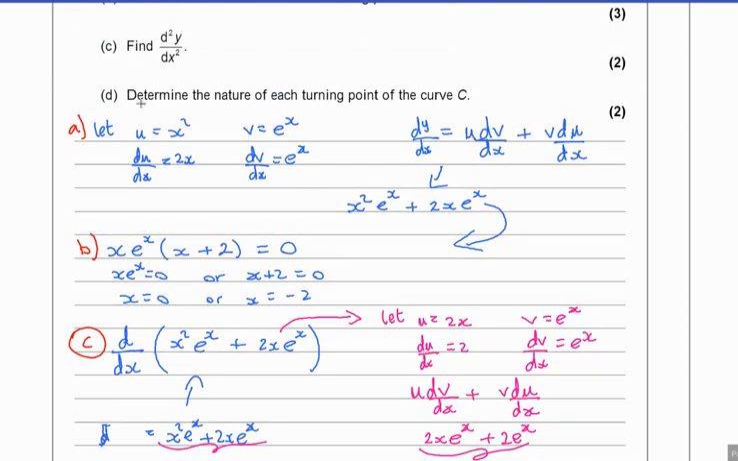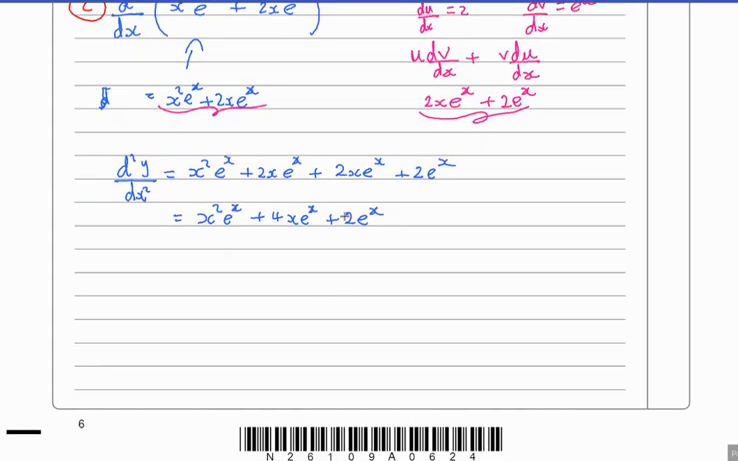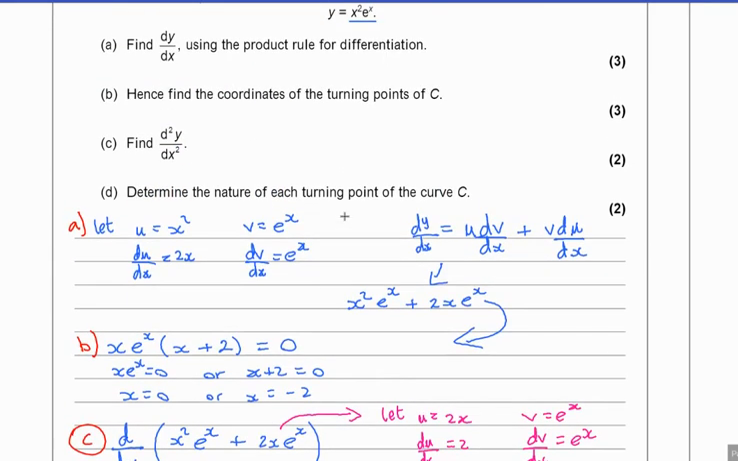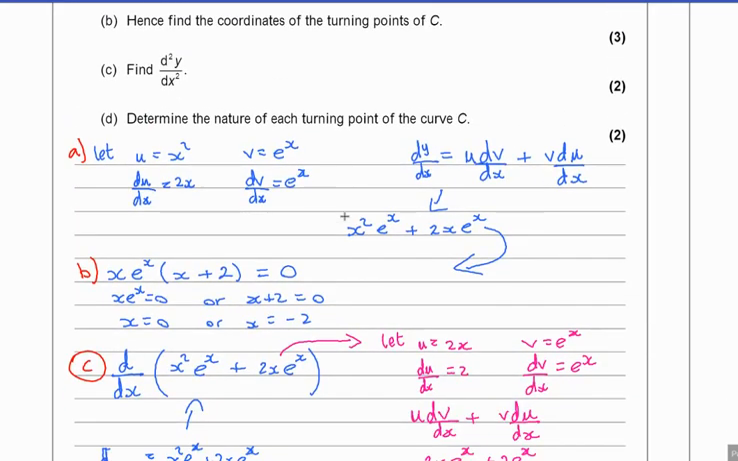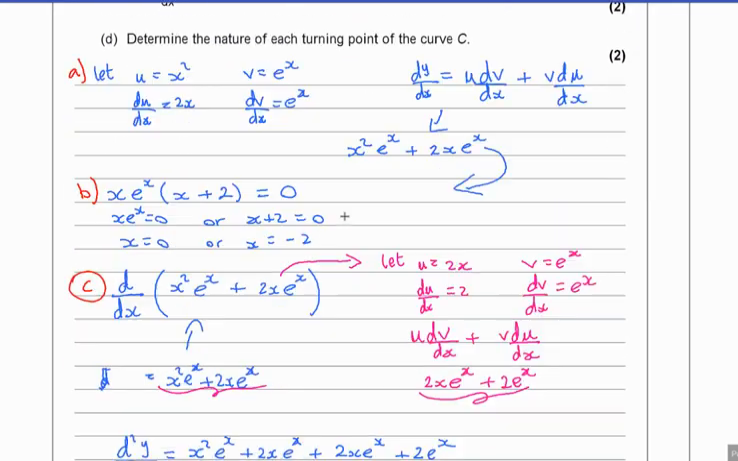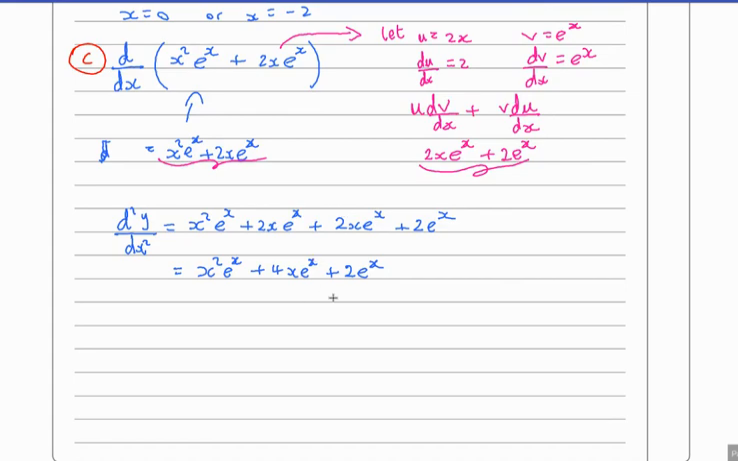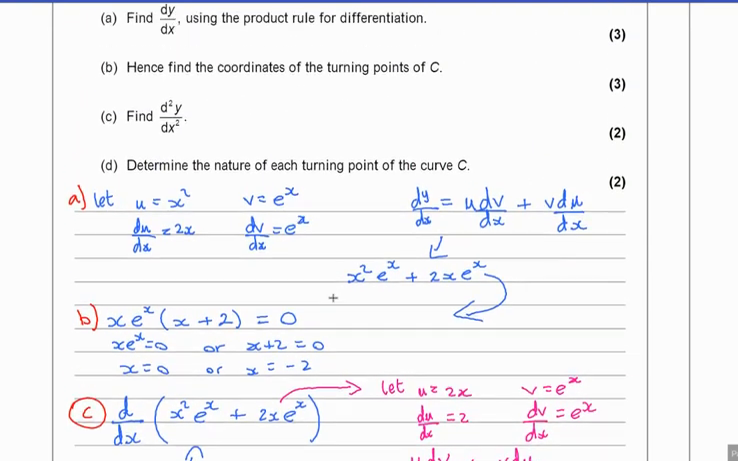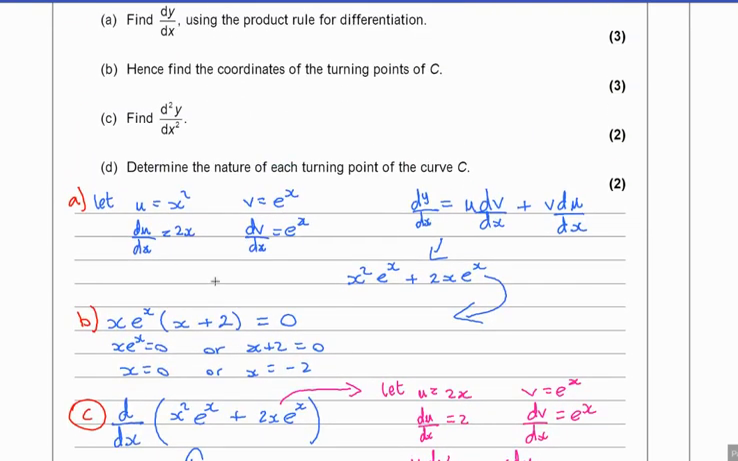And it says in part D, differentiate, determine the nature of each turning point of the curve C. So we need to substitute our turning points, or our values, into this. And actually, I just realized, really bad: in part B, I didn't actually finish the question. So let me just really quickly do that.